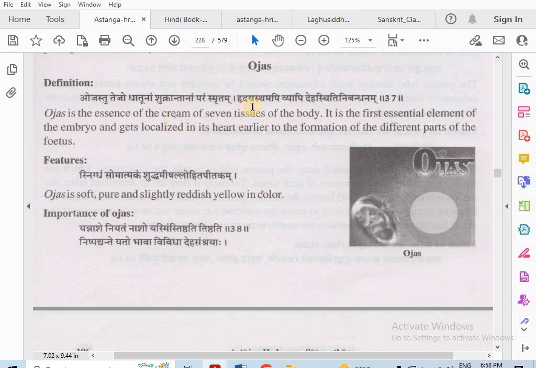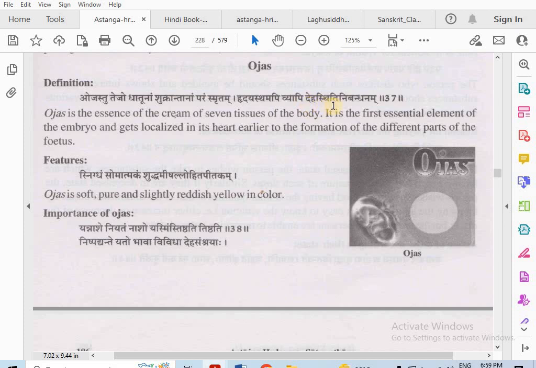Then Hrudayasthamapi vyapi, where it is staying. Hrudayastham, stham means staying in the heart. So this ojas is actually staying in the heart. Api means even then. Here api does not mean also. Vyapi means spreaded. It is spreaded in the body. However, the main seat of ojas is Hrudayastha, in the heart. But it is staying in the entire body.